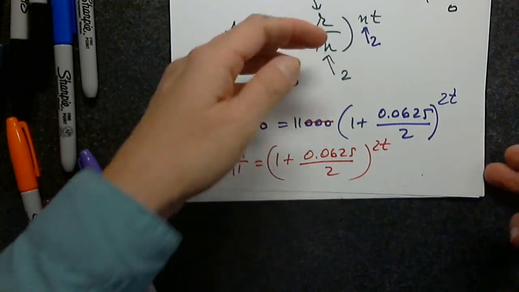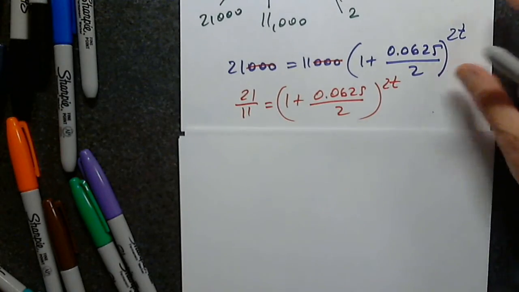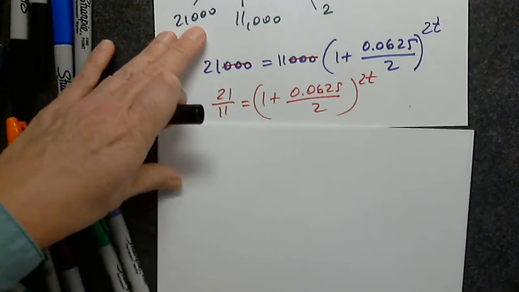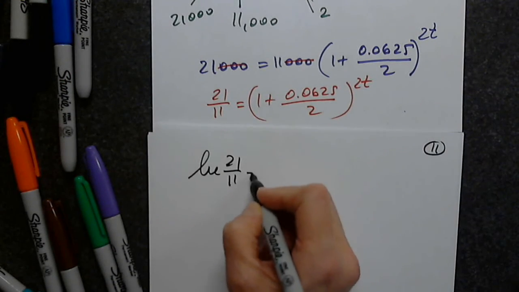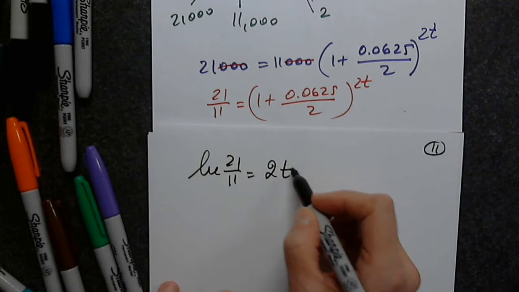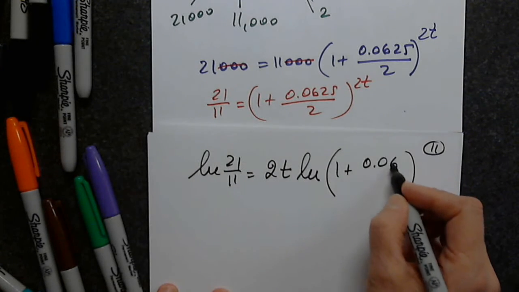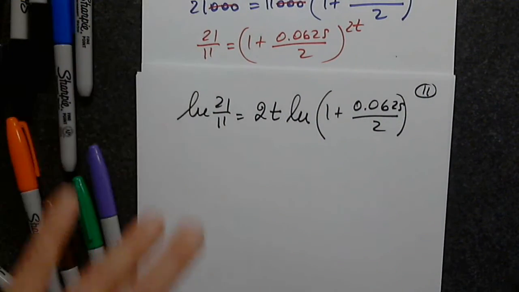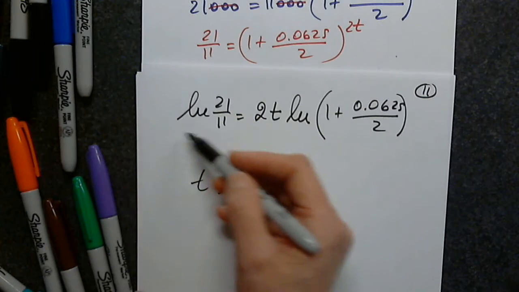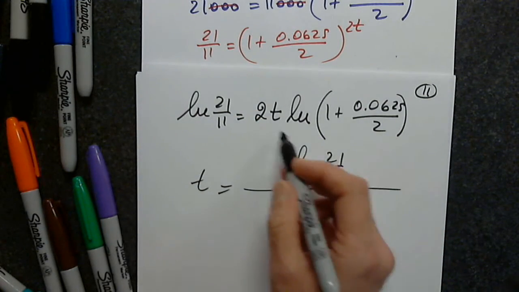I will apply natural log. And I will not touch the parentheses because I may put in more error. So natural log of 21 over 11 equals 2t natural log of what you have in parentheses. Don't do anything to it. And now t is this at the top, this in the denominator.